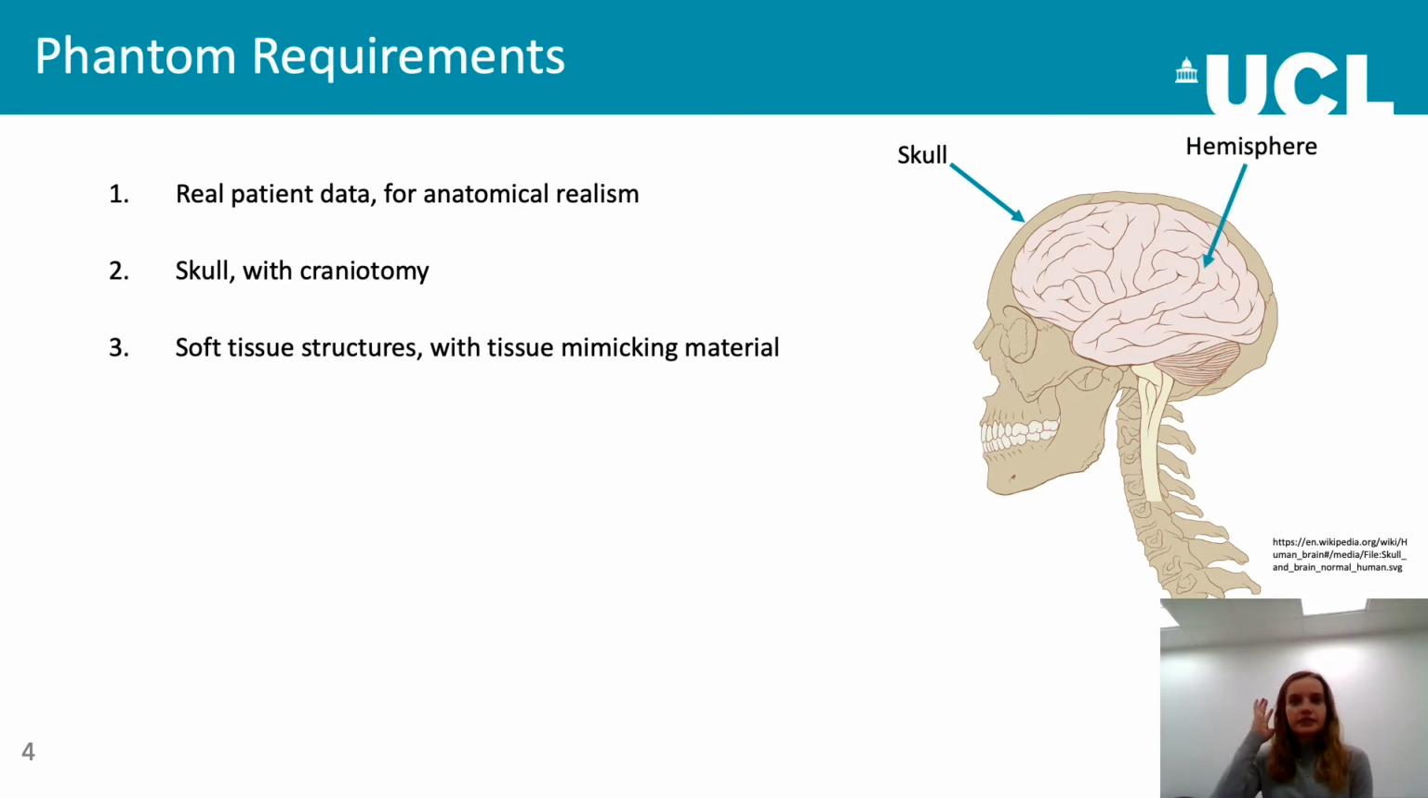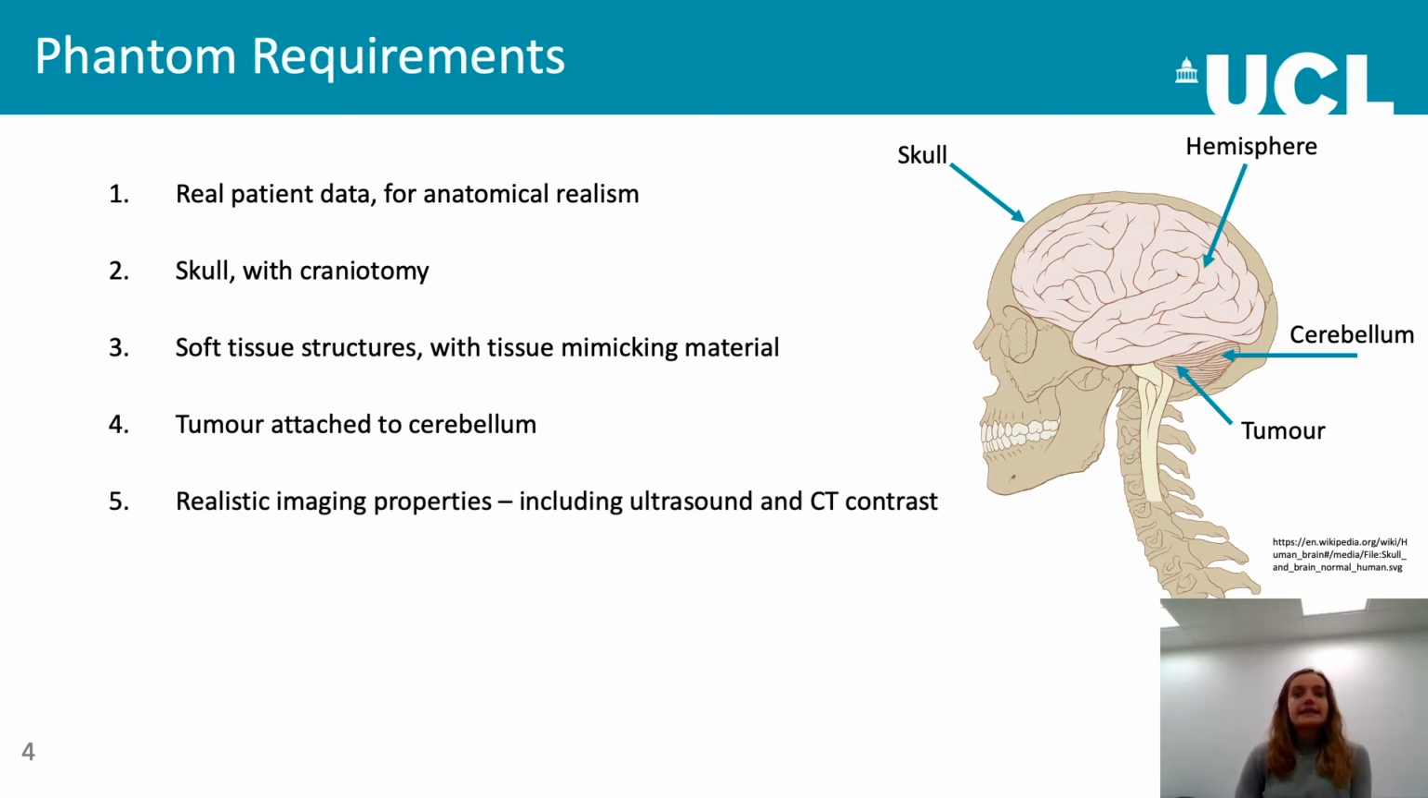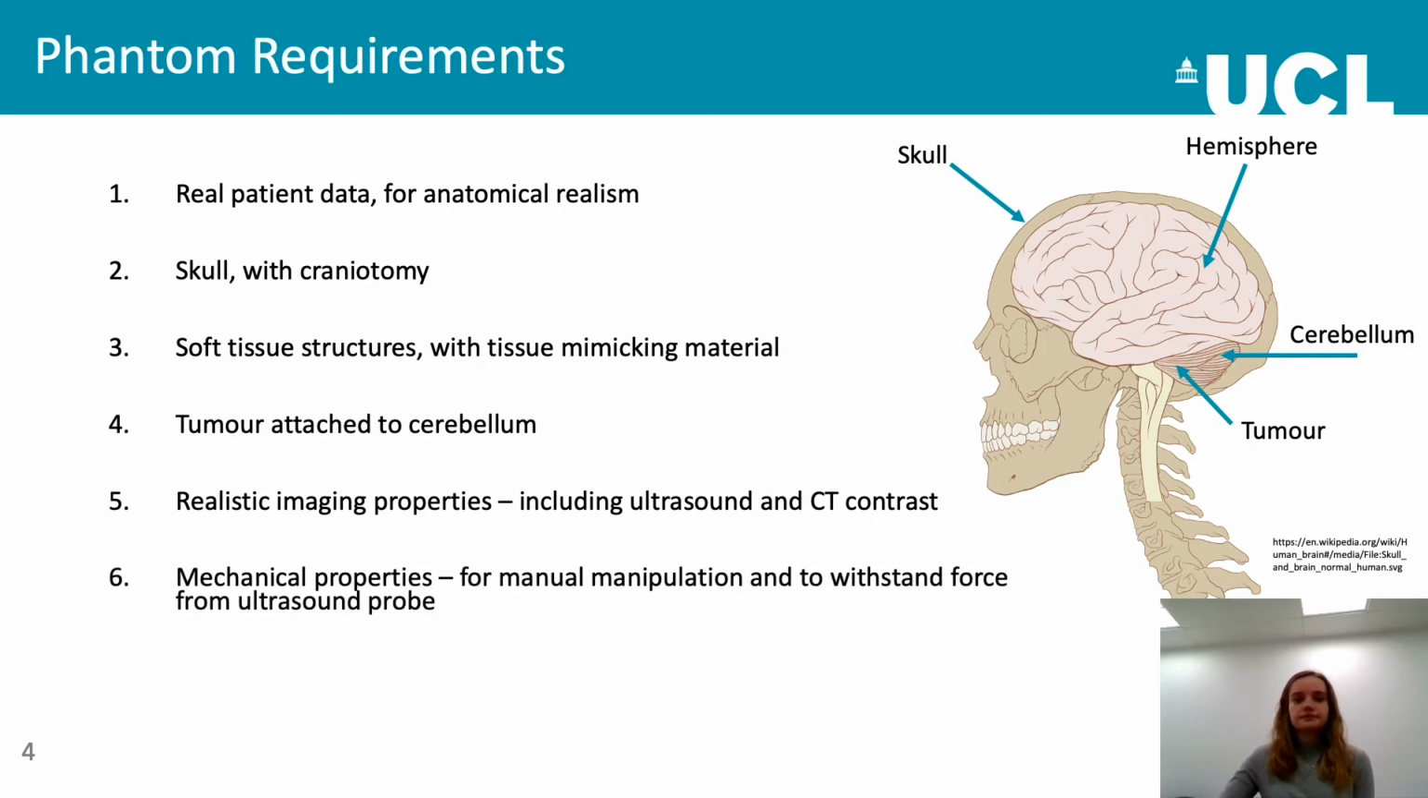That included the hemispheres of the brain and the cerebellum, which is in the base of the brain. And then the tumour needed to be included, and that had to be attached to the cerebellum, just as it is in the real patient. And the tumour would be approximately here, obviously depending on individual patients. And the phantom needed to have realistic imaging properties, including ultrasound for the intraoperative ultrasound, and also CT, because CT is what's used at the moment.